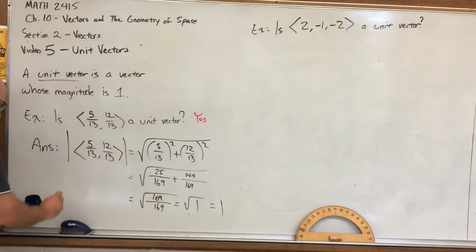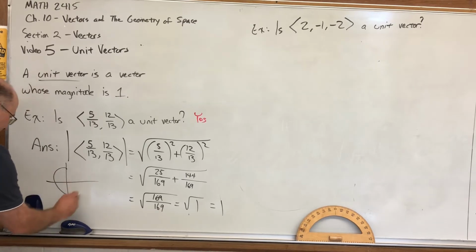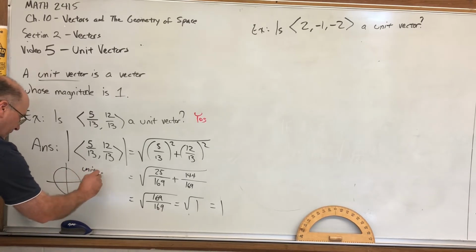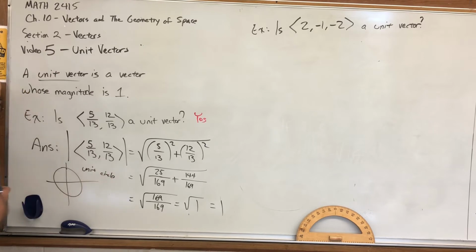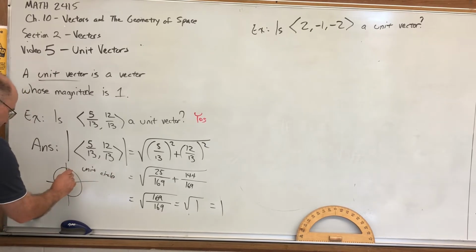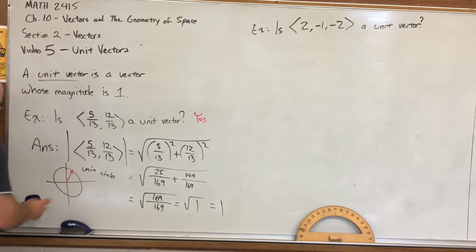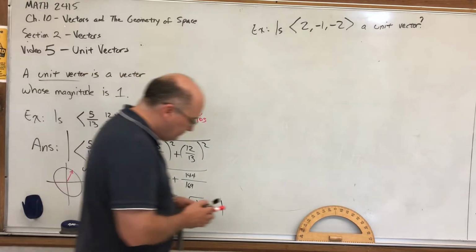Think of it this way. If I located the point 5/13, 12/13, it would lie on a unit circle. 5/13, 12/13 would be about here somewhere. How do I know it's on the unit circle? Because I know the magnitude of that vector is 1. And every vector formed by using the origin as an initial point, and a point on the unit circle as a terminal point, must have a magnitude of 1 because it's a unit circle, radius of 1.